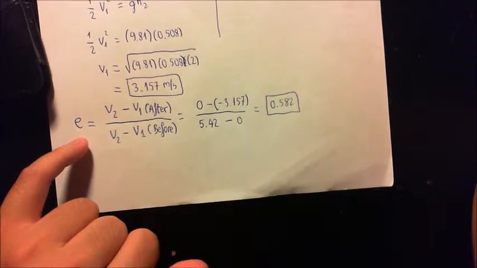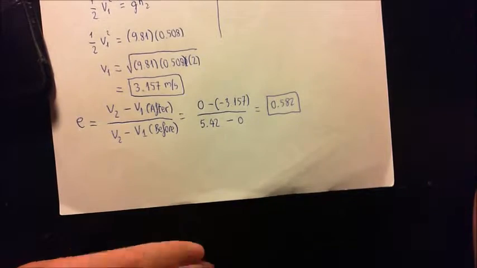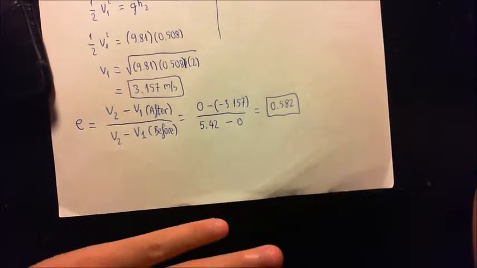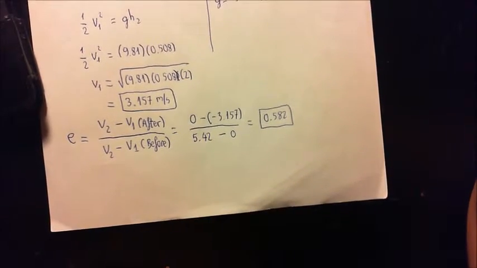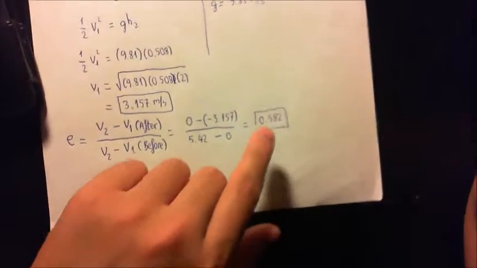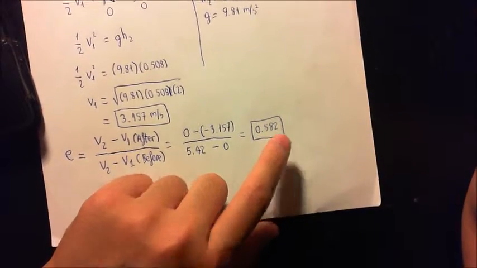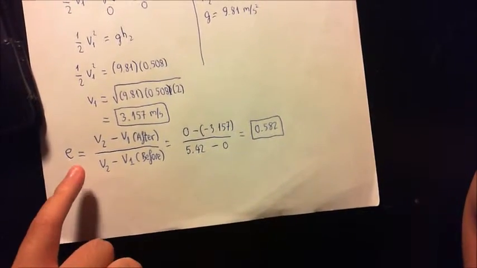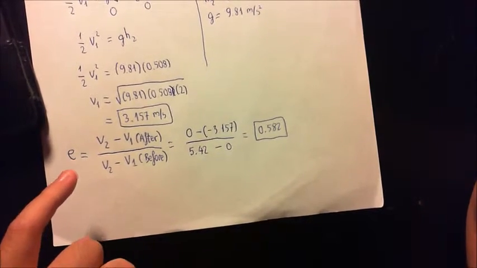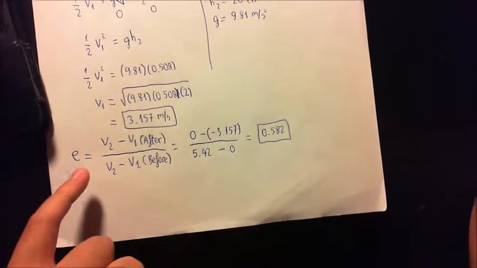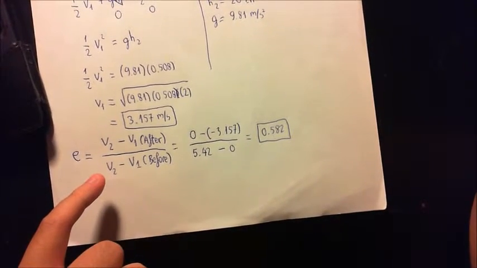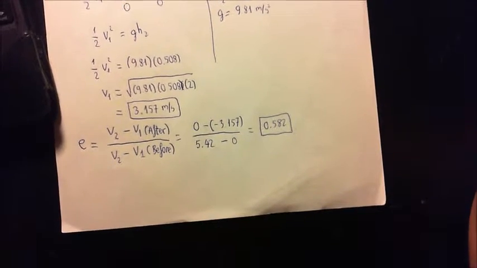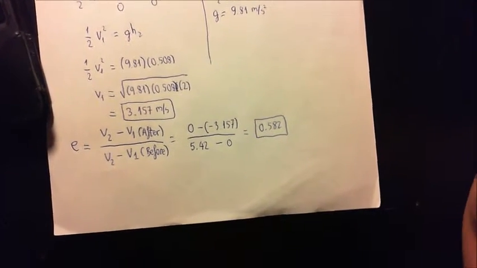And eventually we need to find the coefficient of restitution to see how much kinetic energy has been lost or converted into other forms of energy such as heat or work done. And this is 0.582. And because the value of the coefficient of restitution has to be either 0, 1, or between 0 and 1.